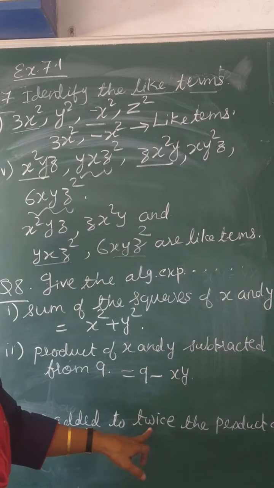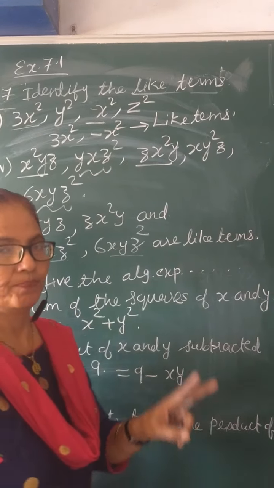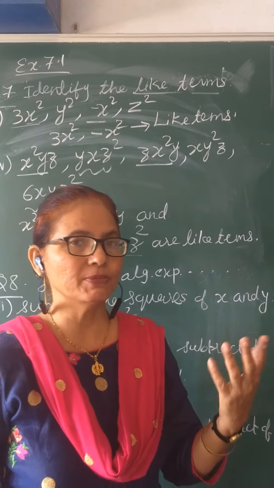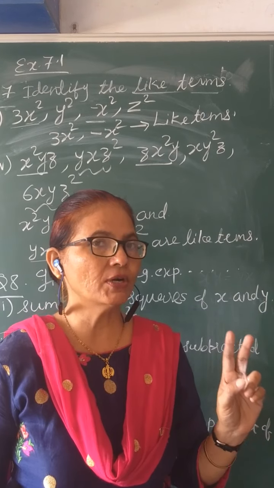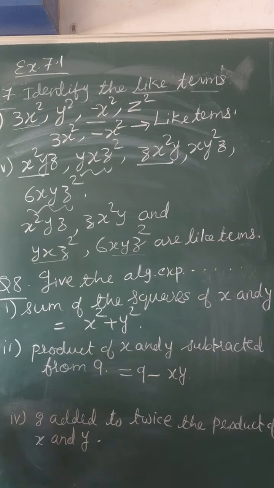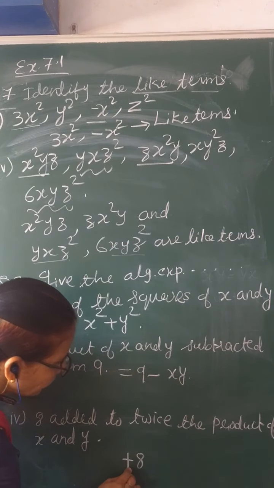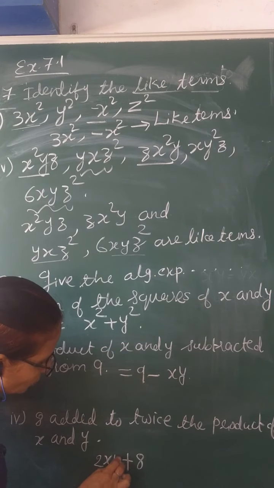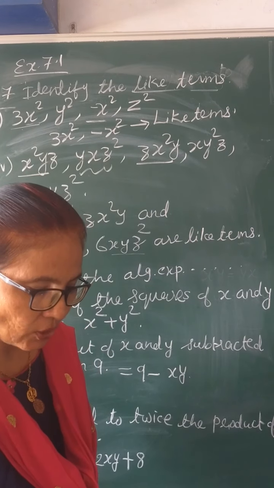8 added to twice the product of x and y. Twice means 2 times. Thrice means 3 times. 4 times means 4 into, and next 5 times and so on. So twice is the word for 2 times. Thrice is the word for 3 times. So 8 added to what? Twice the product of x and y.